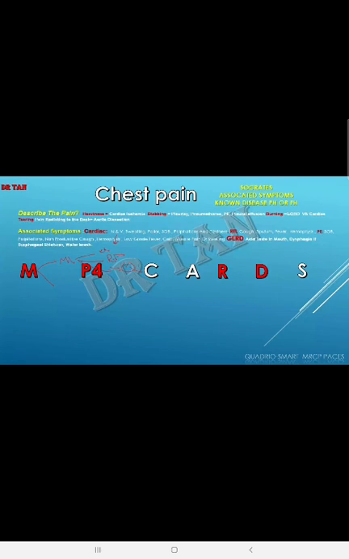Then the pericarditis, the second P after pulmonary embolism. Again, you will ask these very early, the symptoms of pulmonary embolism, and you will ask the risk factors.